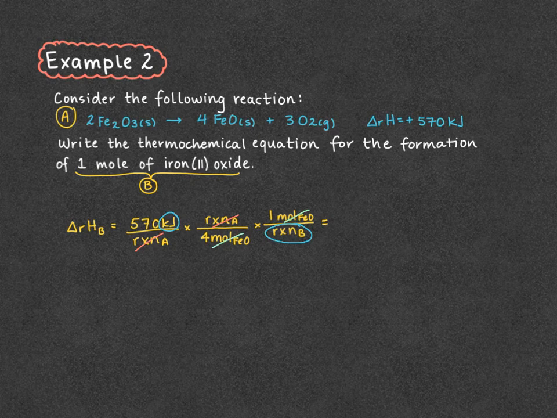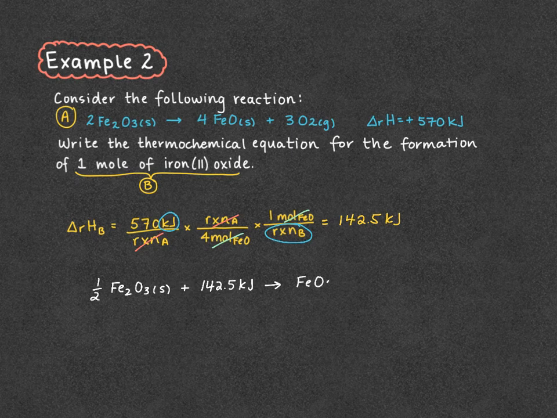And that's going to be 142.5 kilojoules. So we've divided the number of moles of iron 2 oxide by 4. So our new equation, we're going to divide everything by 4. So 2 divided by 4 is 1/2. So 1/2 iron 3 oxide. And this is going to be a thermochemical equation, so we're going to include our energy term, plus 142.5 kilojoules is going to form 1 mole of iron 2 oxide plus 3/4 moles of oxygen gas.